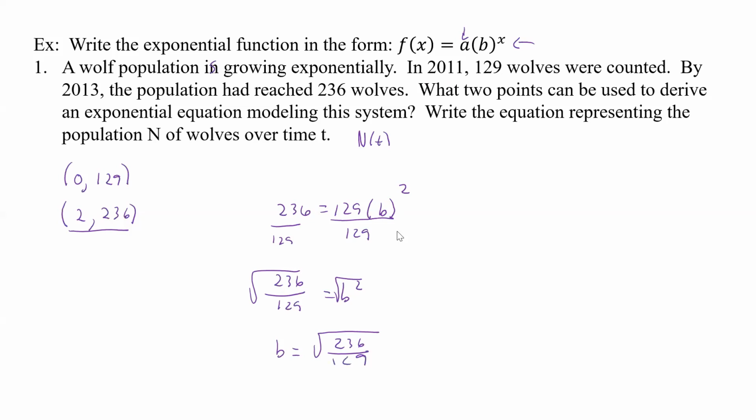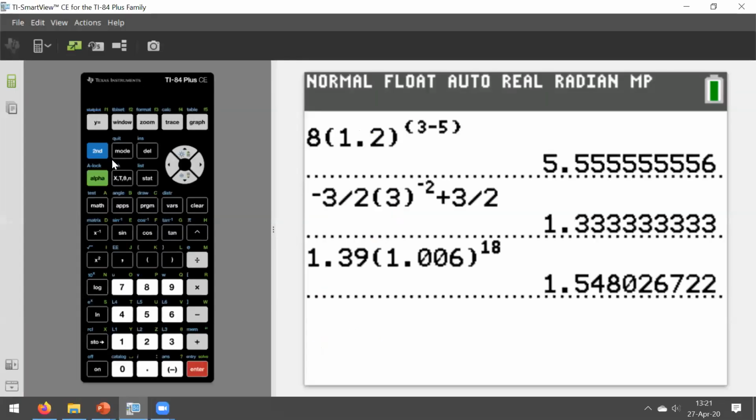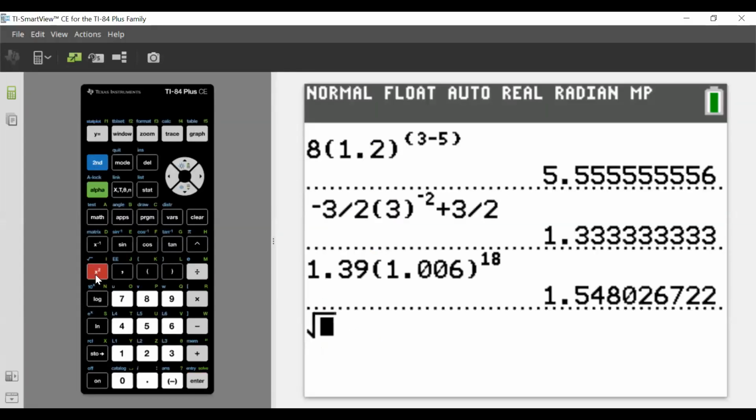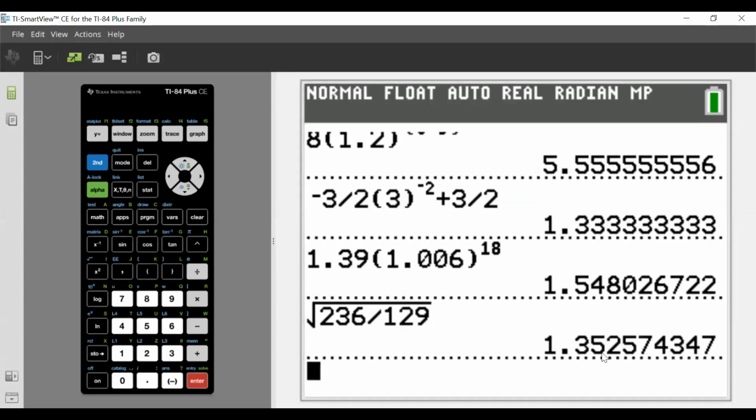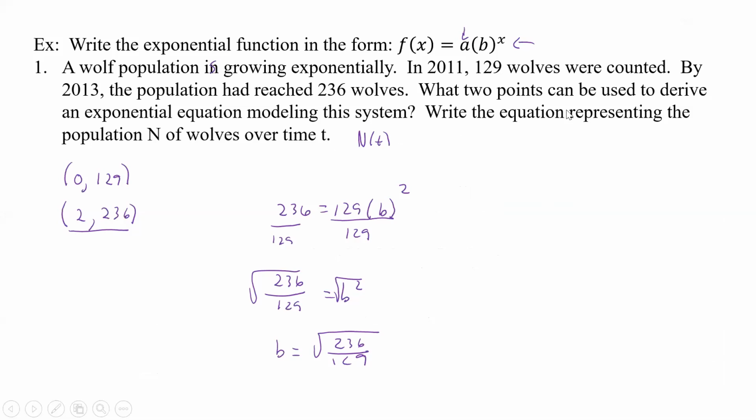Now we plug that into our calculator. We're going to take the square root of 236 divided by 129, enter. So we get 1.3525 or 26 if we round to that place. It doesn't really say, so we'll just say it's 1.3526. And so what is our function? Well, now we know that that's equal to a, which was 129, times b, which is 1.3526 raised to the power x.